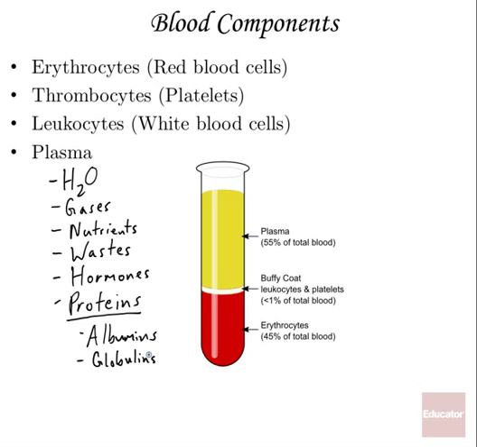So they'll attach to bacteria, viruses, to immobilize them and to mark them so that they can get destroyed, so that they don't harm you. So antibodies is one type of globulin. Another type of globulin is transport proteins.